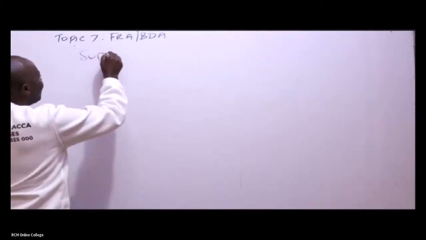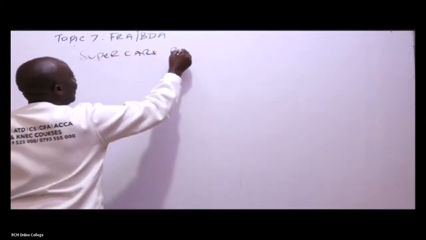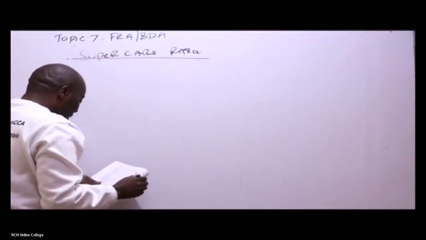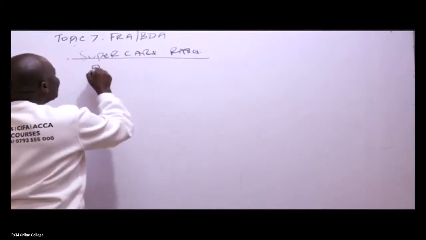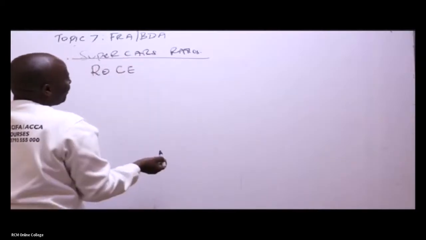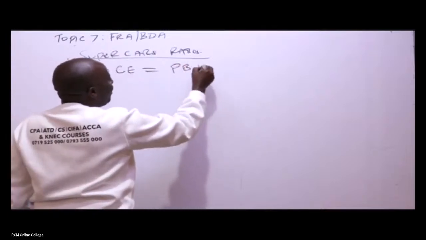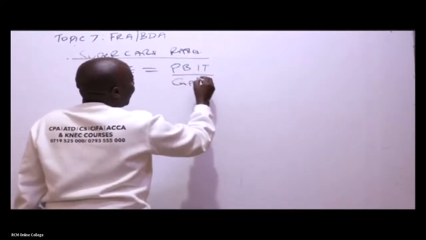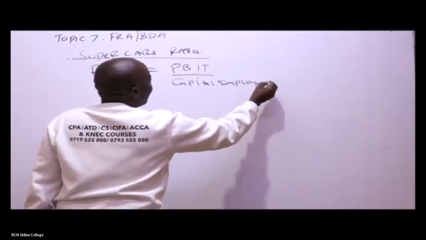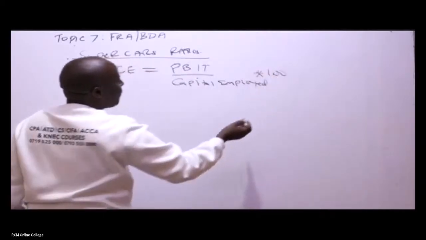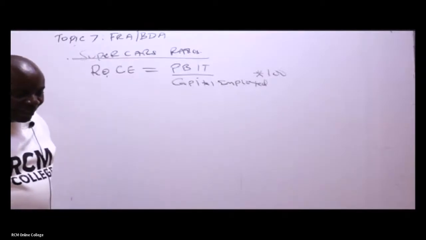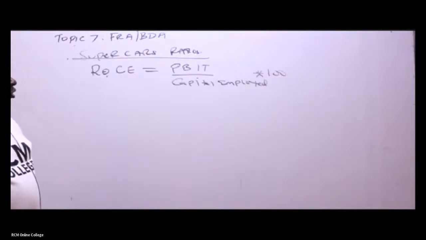So, ladies and gentlemen, in this case for Supercars, we have the ratios. Here we have return on capital employed, simply ROCE. How do I get ROCE? It is PBIT, the operating profit, over capital employed, times 100. Don't say times 365. This is not a period. When we mark these papers, we normally see great things. So PBIT over capital employed.